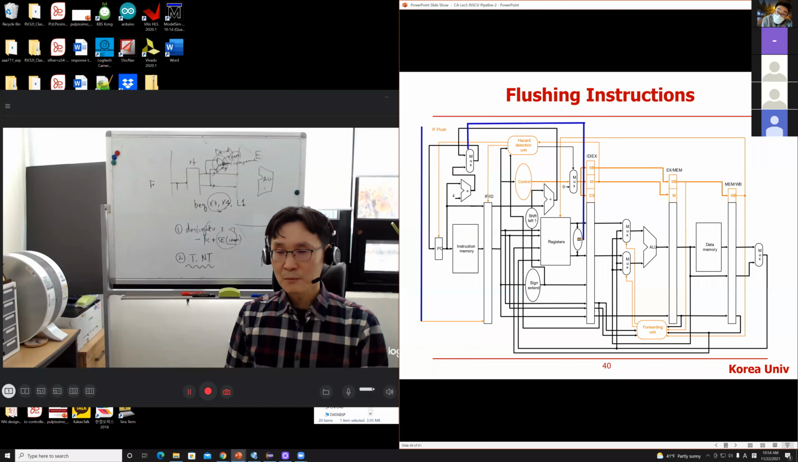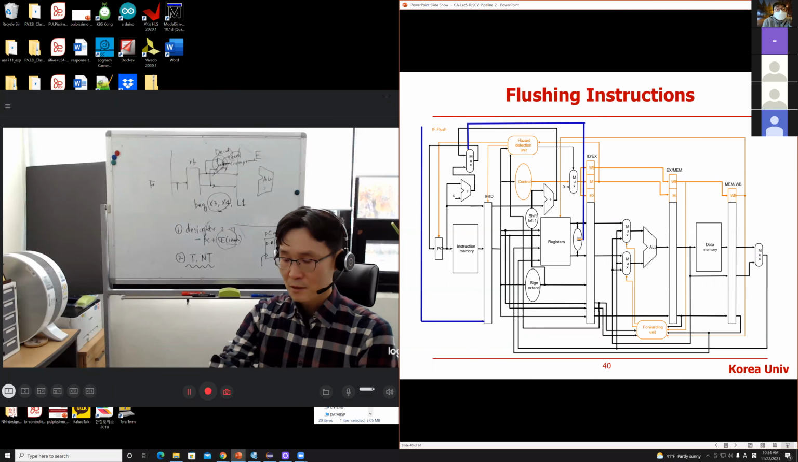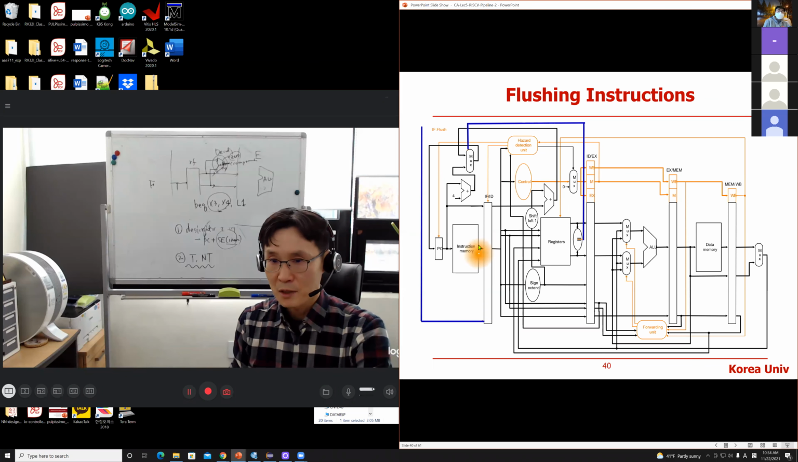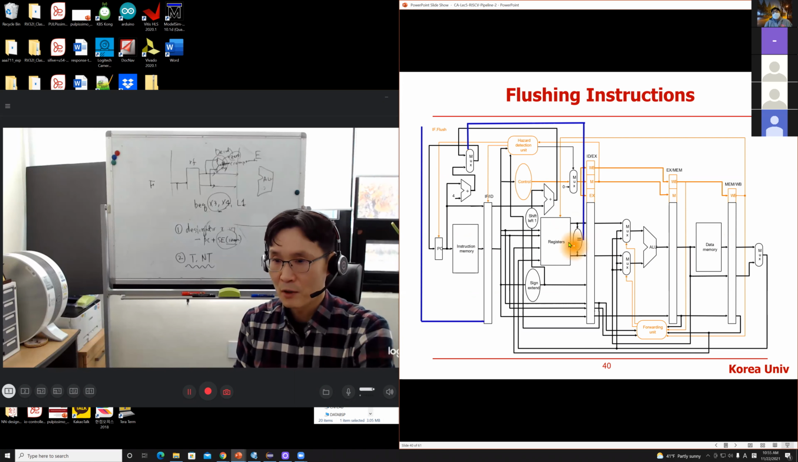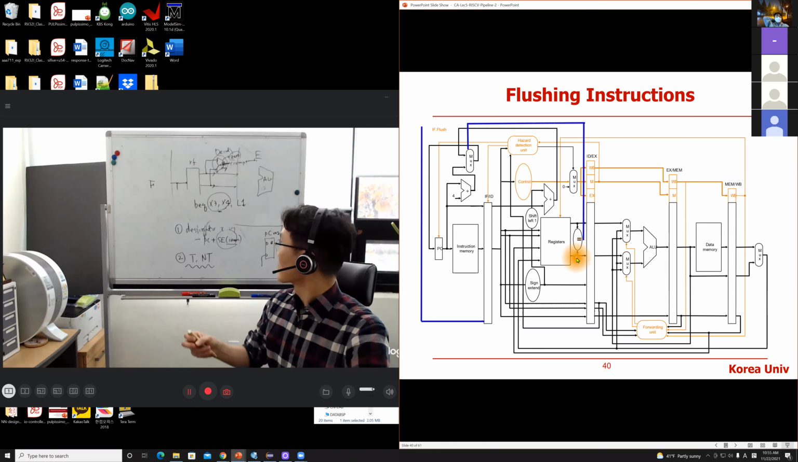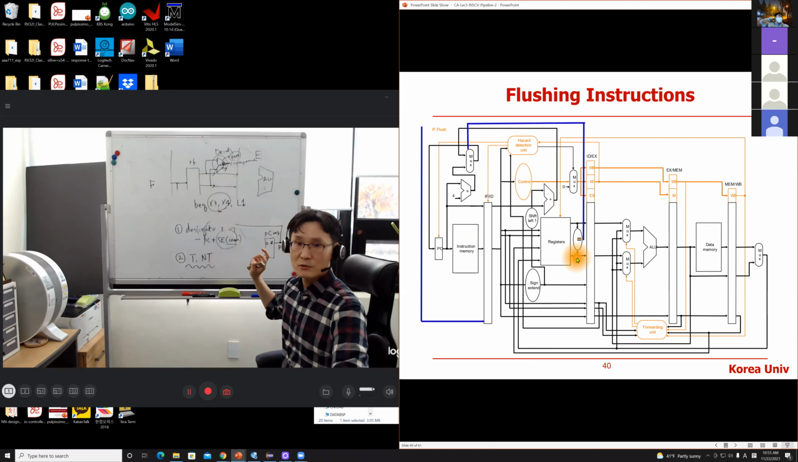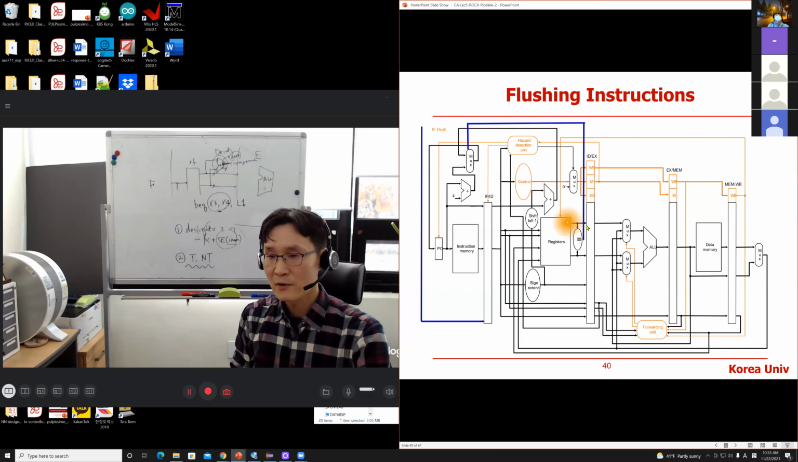So this is the one schematic diagram. In the decoding stage, you have the fetch stage, pipeline register, decoding stage, pipeline register, execution stage, register, and so on. Here we have a comparator, equal. This one is a comparator, or adder, subtractor. That guy is comparing these two registers you read from the register file.